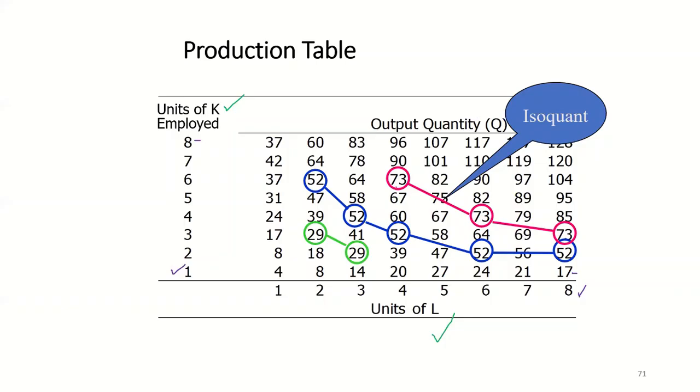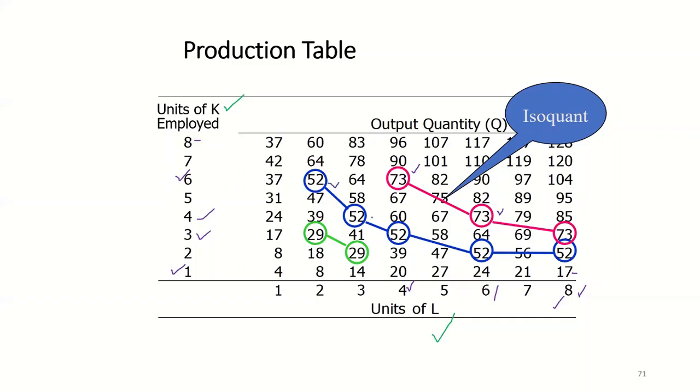Right. And then what I have done is I have picked the similar output levels, right? For example, now if you take 6 units of K and 4 units of L, you get 73 units of output, right? Again, if you take 4 units of K and 6 units of L, you still get 73. Again, 3 units of K and 8 units of L, you would get 73 again. So what I've done is I have connected those points and drawn a curve, right?